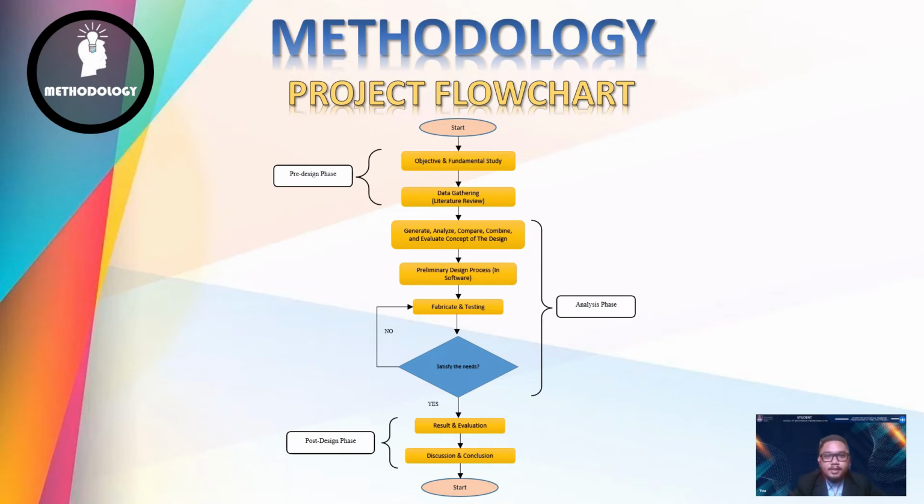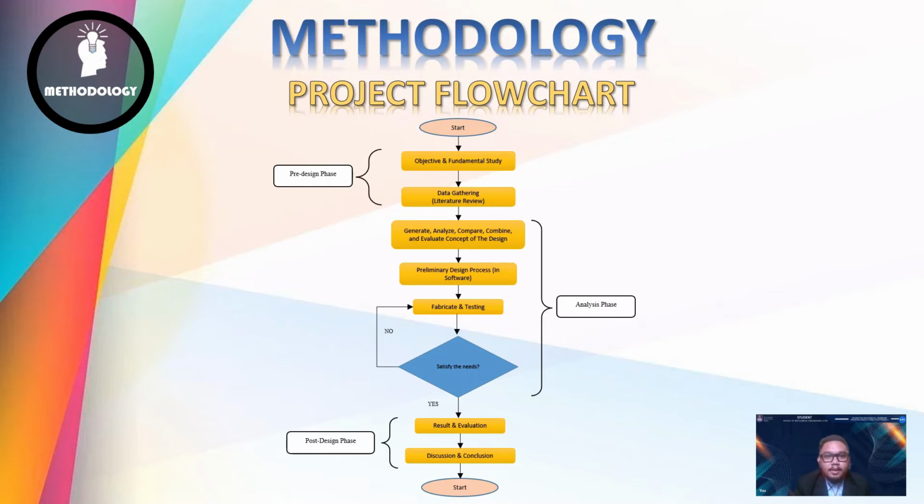Next, this is an example of my project flowchart. As we can see, there are three phases in this flowchart. The first is the pre-design phase. In this phase, it is important to know the objective and study the fundamentals related to this project. The second phase is the analysis phase. This phase is more about analyzing the project to obtain the best result.